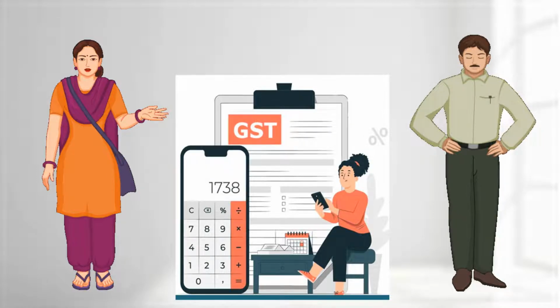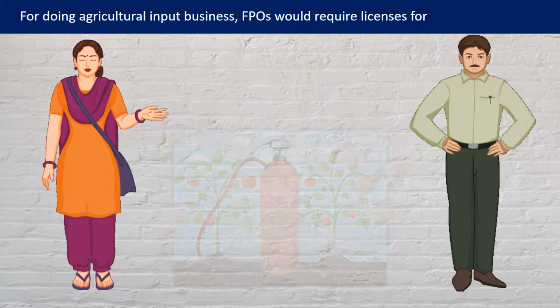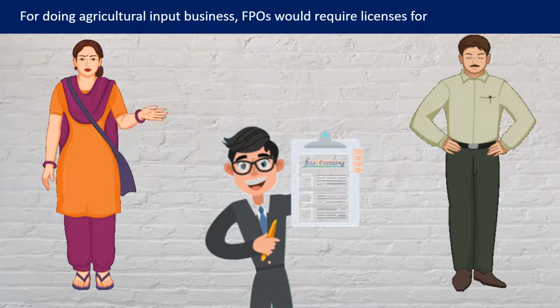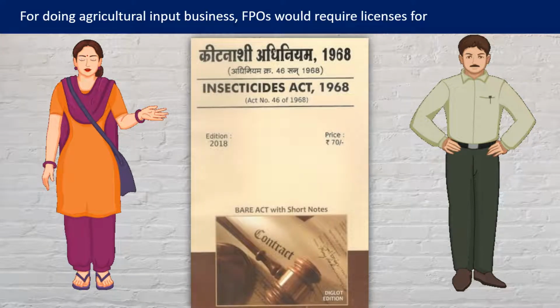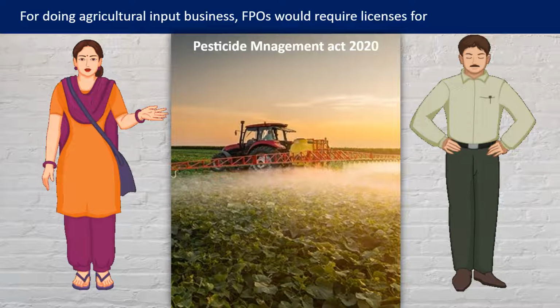For doing agricultural input business, FPOs would require licenses for seed, fertilizer, insecticide and pesticide from the State Agriculture Department. For pesticide or insecticide, the FPO needs to apply for a license at the Directorate of Plant Protection, Quarantine and Storage. This is under the Insecticides Act 1968 and Pesticide Management Act 2020.